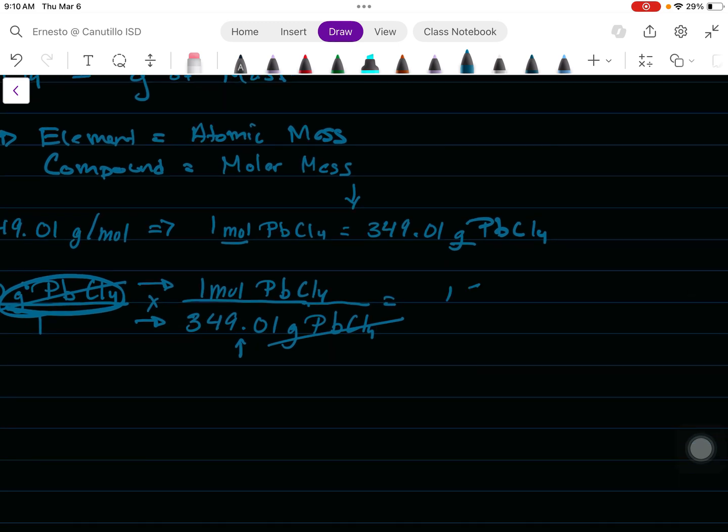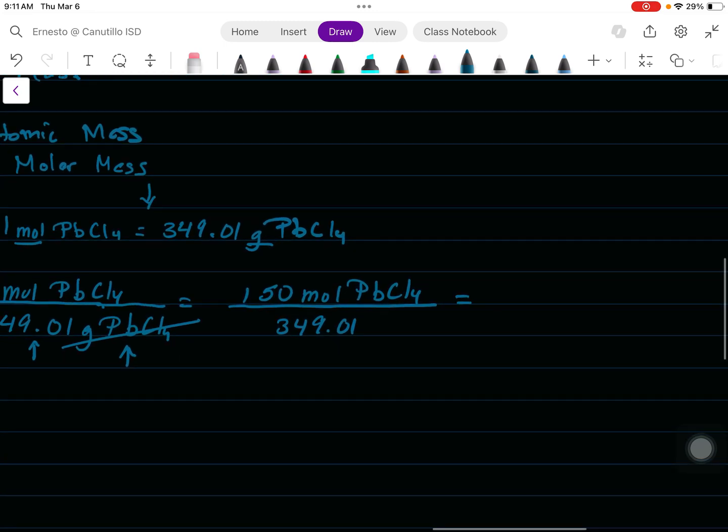150 times 1, because it no longer has units, becomes 150 moles of lead 4 chloride. 1 times 349.01 becomes 349.01. Again, the units here canceled, so 349.01 no longer has a unit. It's a standalone number. Now I'm going to punch that into my calculator, which is 150, and then divide, because a fraction is a division problem. Once you put it in, you're going to end up with 0.42987.